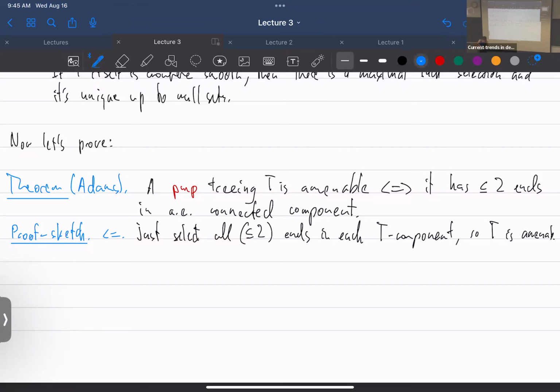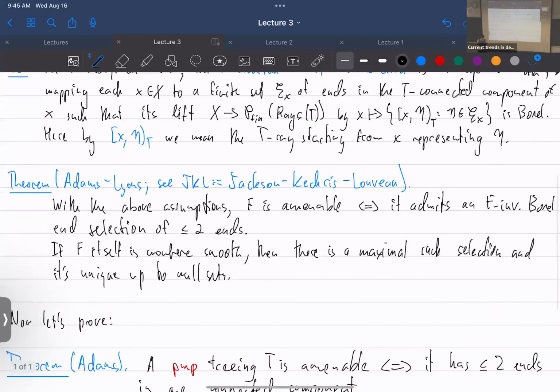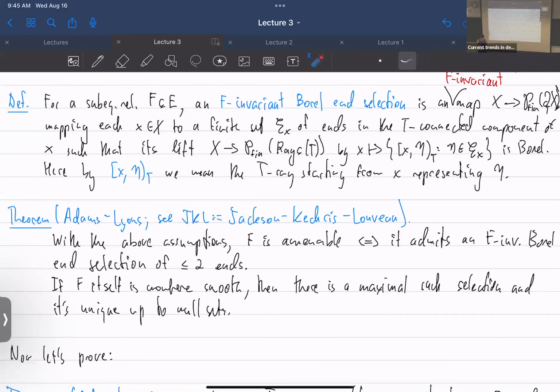Okay, now let's do the interesting direction. The interesting direction is you assume it's amenable and you want to show it actually has at most 2 ends. So we start with end selection as a black box. I know it's amenable, therefore I know it admits a selection of at most 2 ends. And then the hope is to prove that the other ends don't exist. There are no other ends.